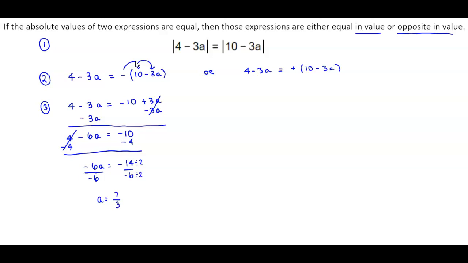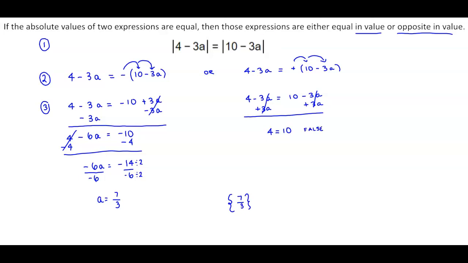Now let's take a look at this one here. So we have 4 minus 3a, and if we distribute the positive sign, it's not going to change the signs there, so it's 10 minus 3a. And then we're going to add 3a to both sides. So when we add 3a to both sides, the variable eliminates and we get 4 equals 10. So in this scenario, we have one solution. And that one solution is 7/3. Because in this case here, this is a false statement.